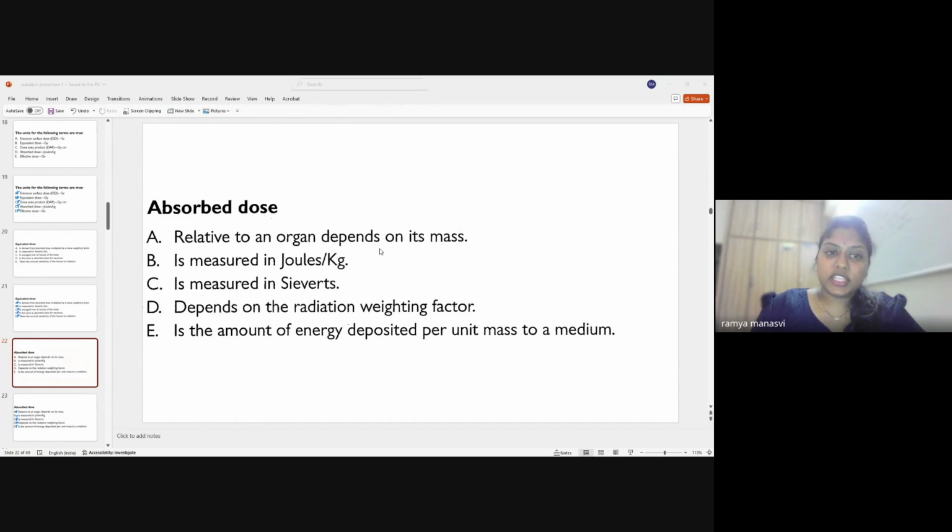It depends on the radiation weighing factor. No, it does not depend. It is the amount of energy deposited per unit mass to a medium. Yes, it is true.